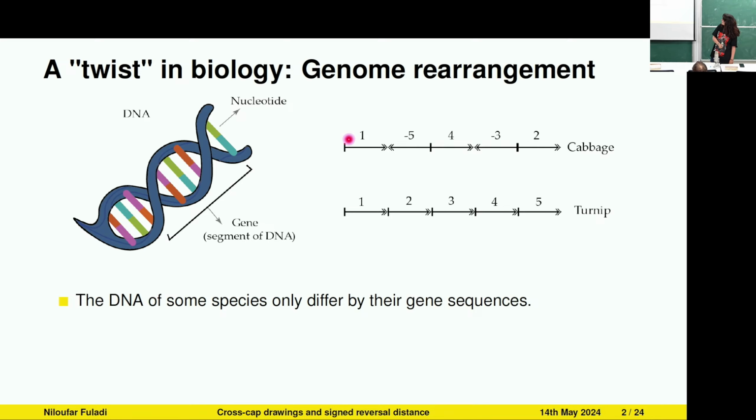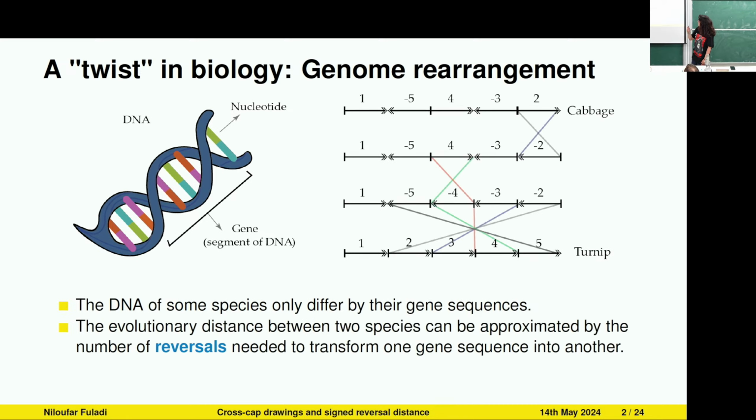So here I'm encoding the genes by signed numbers, and the top one is the genome of cabbage, and the second one is a turnip. They have the same genes, but in different order. This led biologists to study the evolutionary distance between these types of genomes. They were considering some mutations, and they wanted to know the minimum number of these mutations that you need, for example, to change cabbage to turnip.